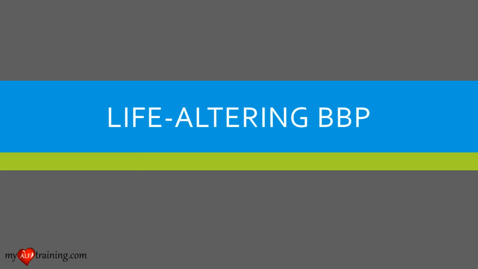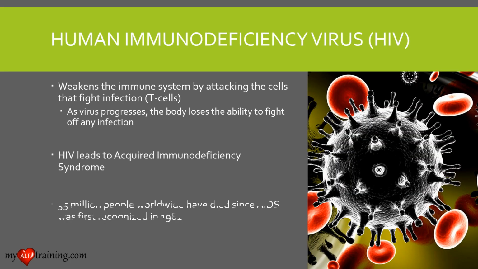Let's talk now about some life-altering bloodborne pathogens that could be contracted during an exposure incident. Human immunodeficiency virus, or HIV. HIV works by weakening the immune system by attacking the cells that fight infection. These cells are called T cells. As the virus progresses, the body loses the ability to fight off any infection. This makes the body much more susceptible to any type of infection, including those that are rare.